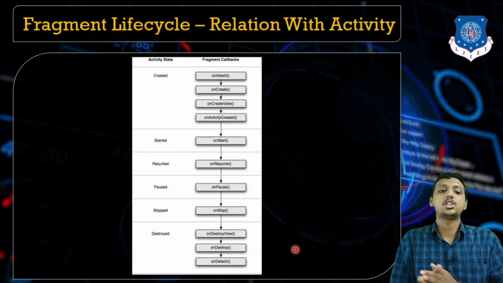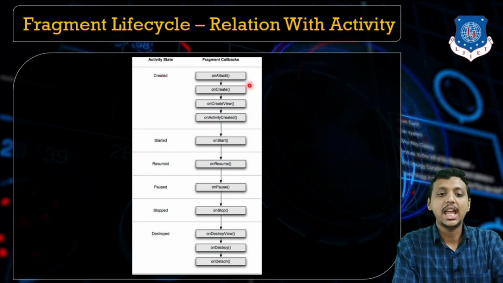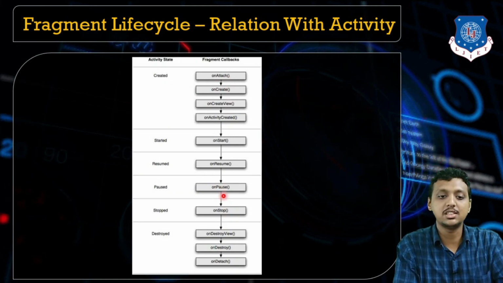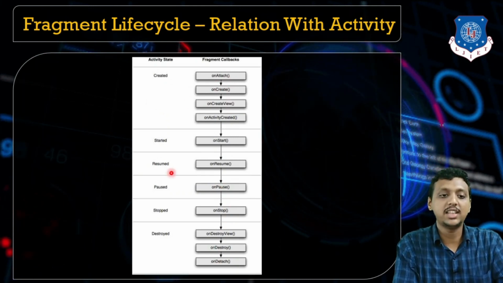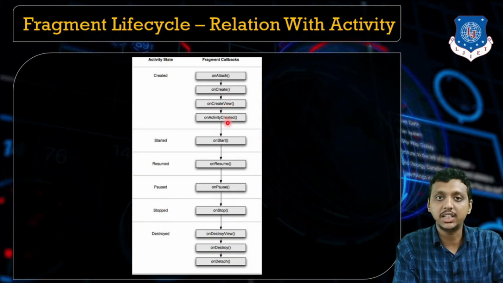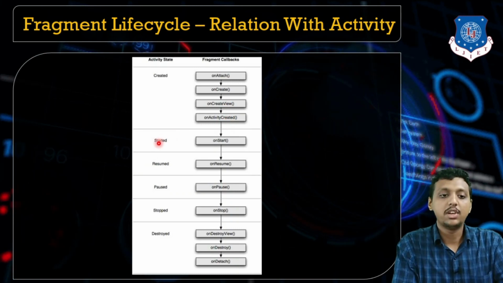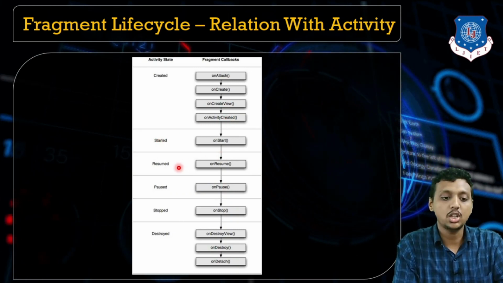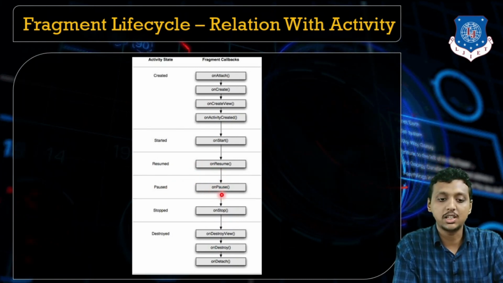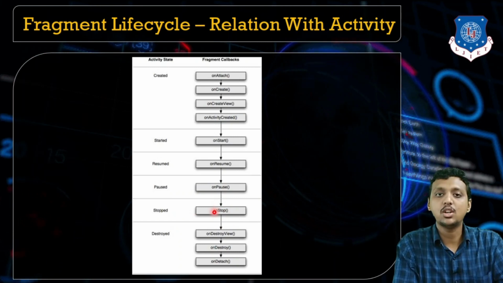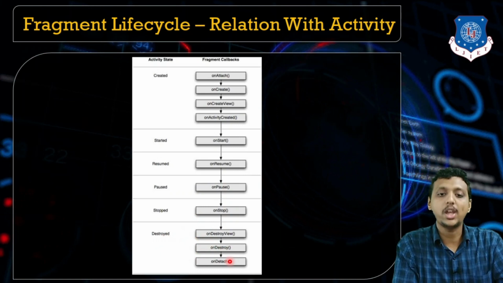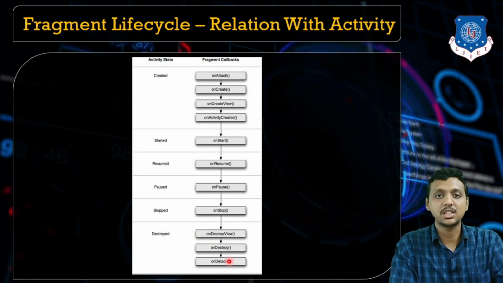So this is the relationship between the lifecycle of the activity and the fragment. Here, these are the fragment lifecycle callbacks, and these are the activity states. When the activity is created, onAttach, onCreate, onCreateView, and onActivityCreated, all four methods are called. When the activity is started, onStart is called, then resume is called, then the fragment's onPause method is called, then the fragment's onStop method is called. On destroyed, onDestroyView, onDestroy, and onDetach, all three methods are successfully called.